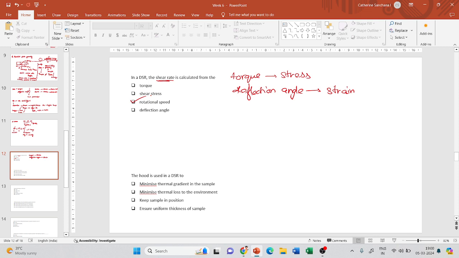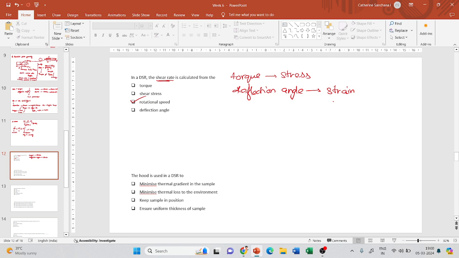Moving on to the next question about a dynamic shear rheometer. The hood is used in a dynamic shear rheometer to minimize thermal gradient in the sample, to minimize thermal loss to the environment, keep sample in position, or ensure uniform thickness of the sample.